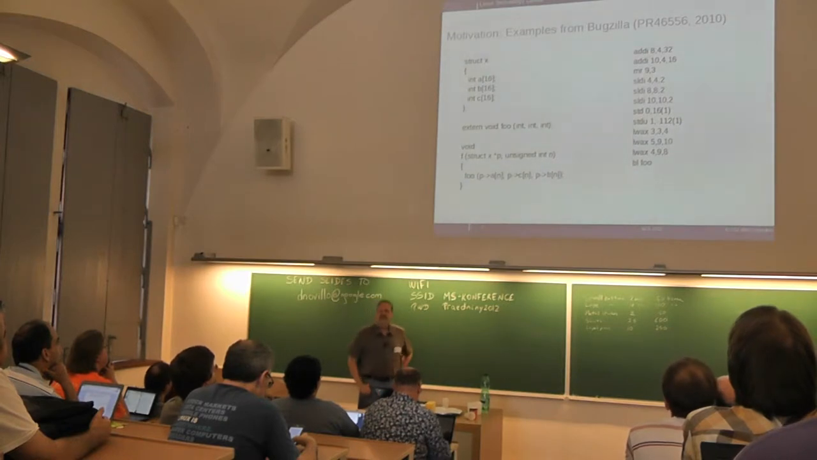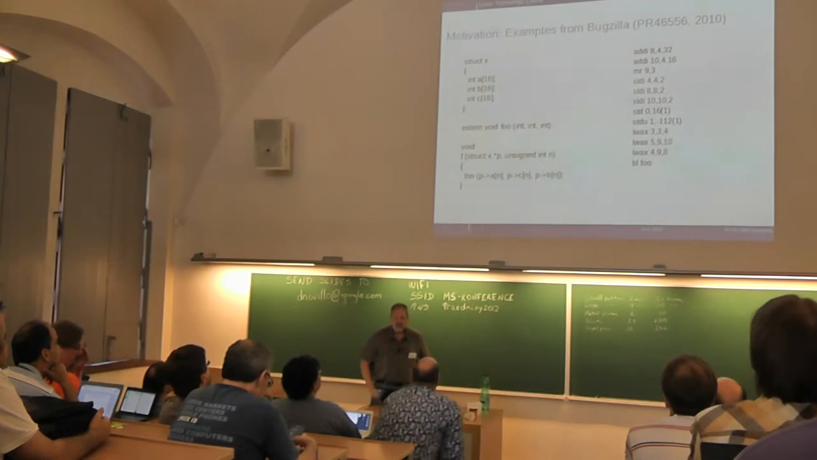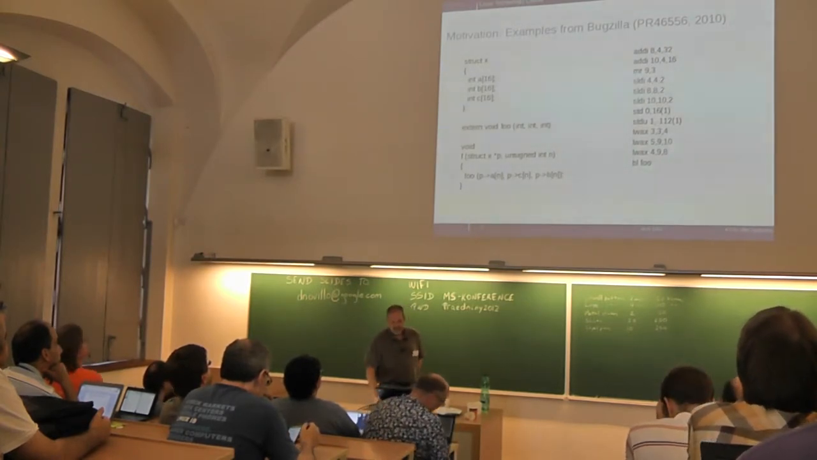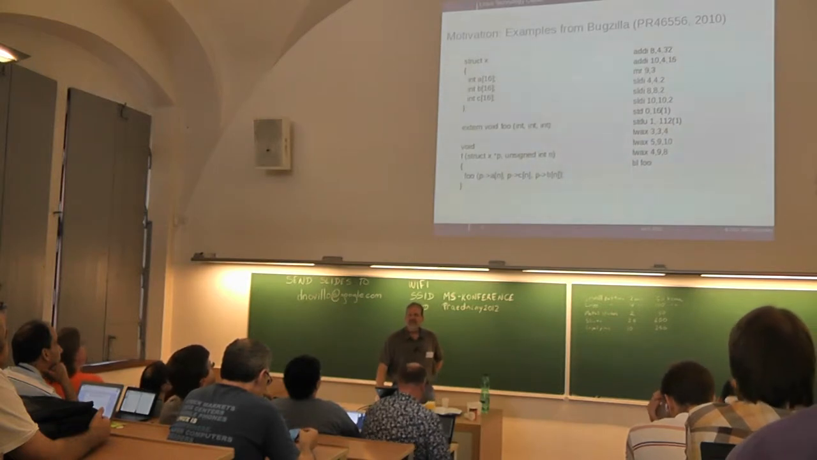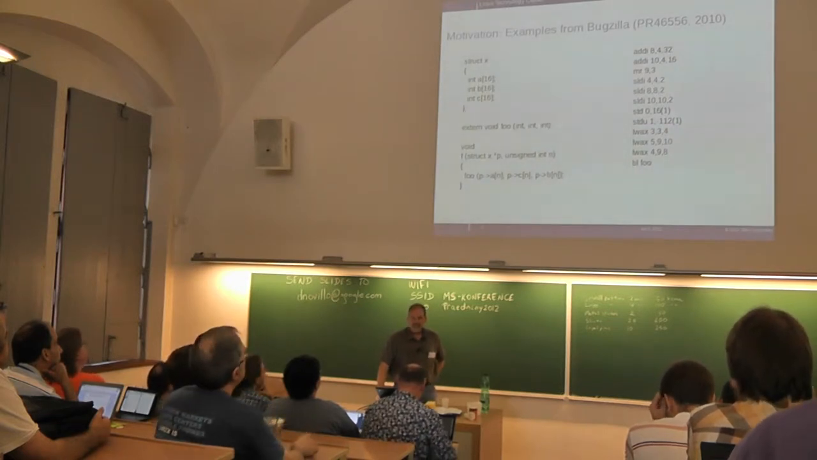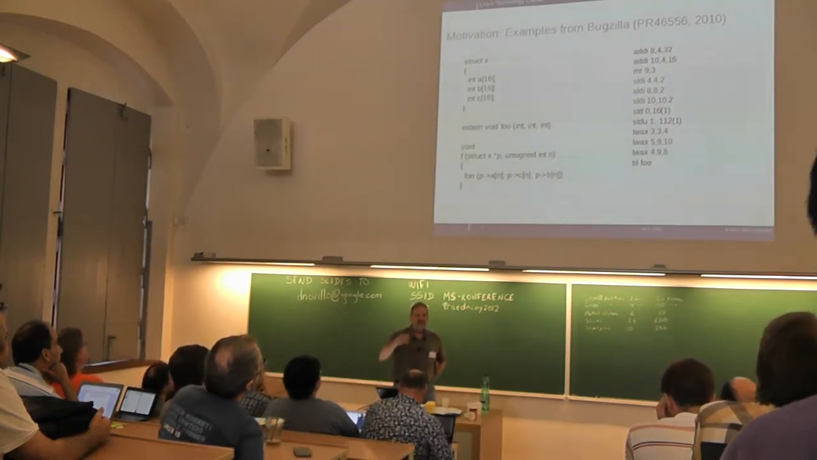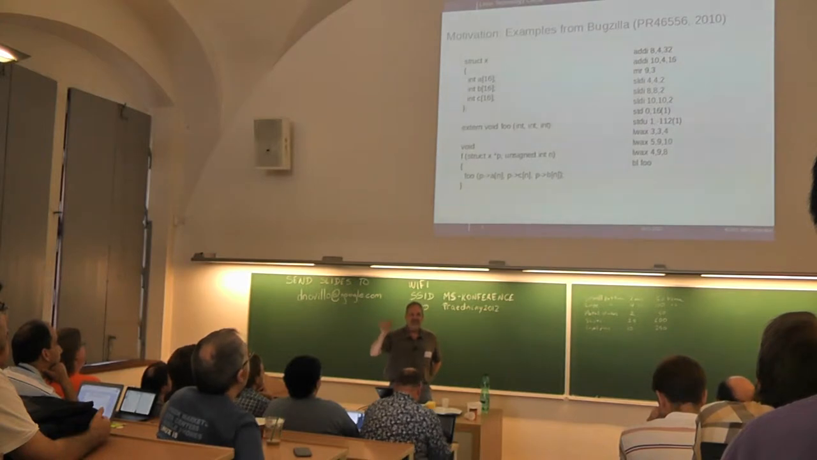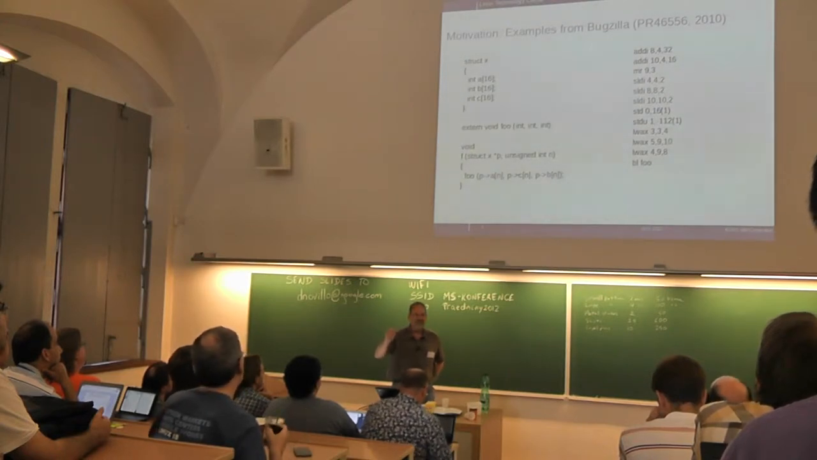And this is the example that got me started on looking at these things in the first place. Here we have a structure that's got three arrays in it, and we're going to access the same index of those three arrays. And so what you want to do is just calculate the address based on the base of the array and the index once, and then you should be able to find the constant difference between that address and the next addresses. But we don't do that.